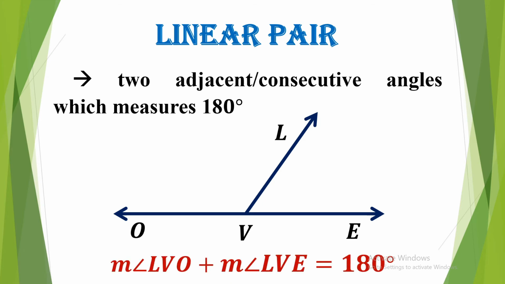So in here, the measurement of angle LVO plus the measurement of angle LVE is equal to 180 degrees. So if the measurement of angle LVE is 77 degrees, then what is the measurement of angle LVO? Very good. It's 103 degrees. So that if we add the measurement of those two angles, the sum is equal to 180 degrees.